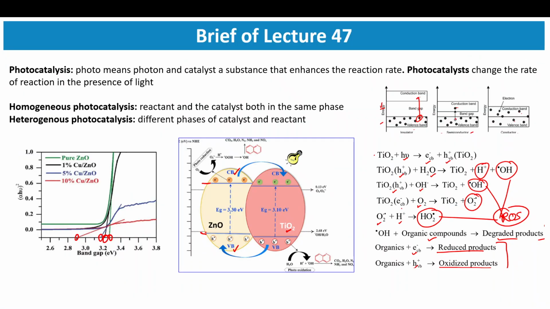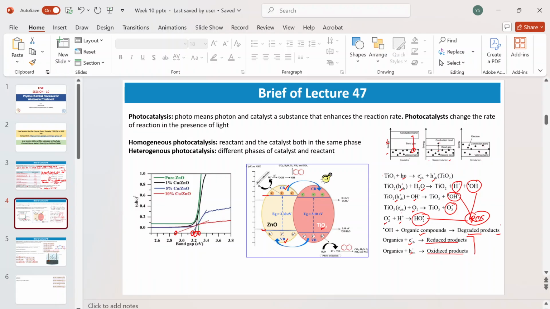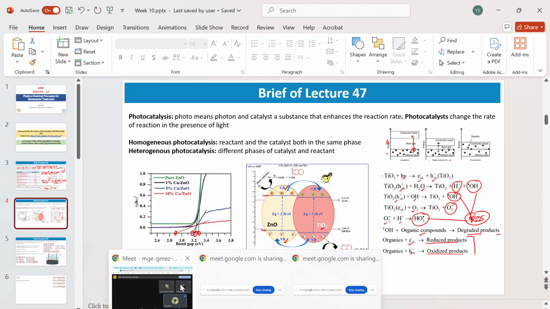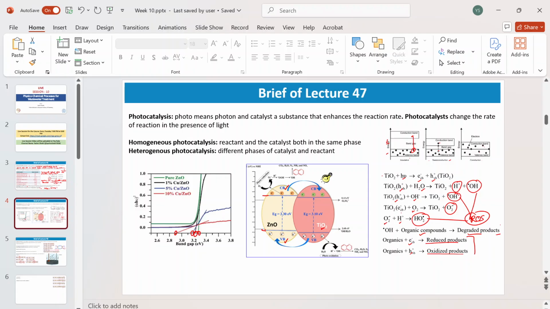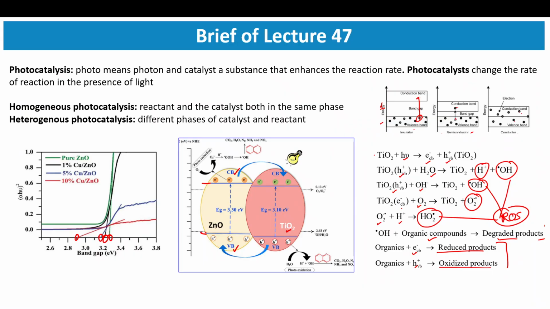Yeah, so we have been discussing photocatalysis, and here it means that photocatalysis is nothing but catalysts which can change the rate of reaction only in the presence of light, right? So you need the presence of light, and basically you can say photocatalysts are nothing but semiconductors.